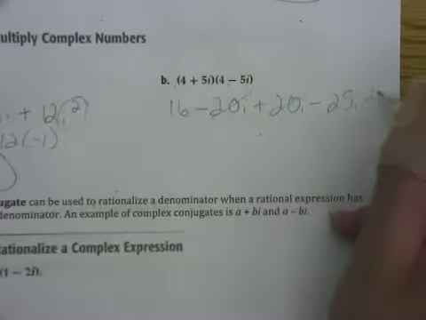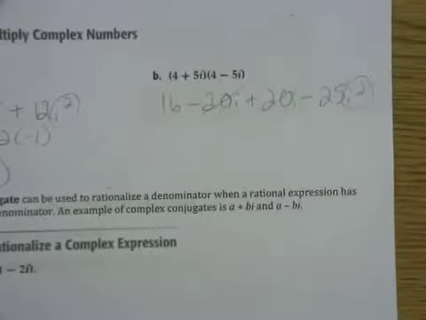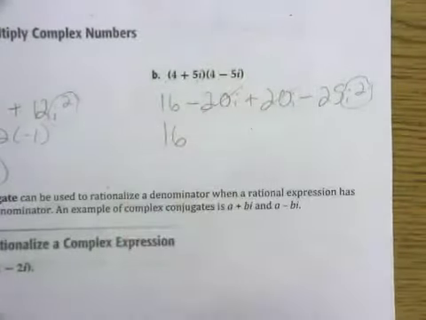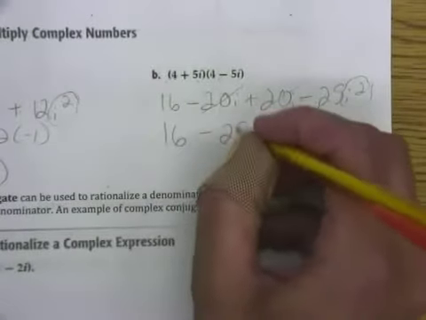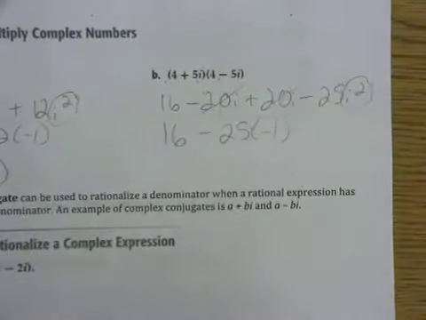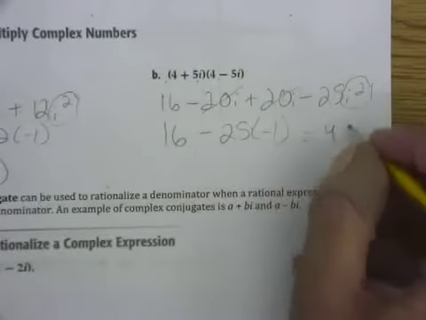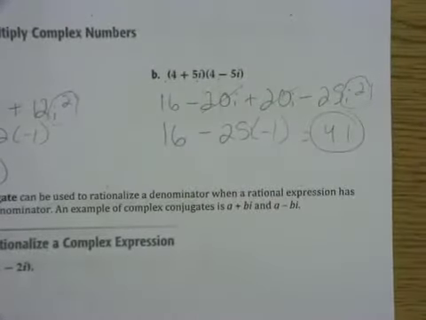These cancel out. And when I take into consideration the value of i squared being negative 1, I have 16 minus 25 times negative 1. So this becomes plus 25. And I end up with 41, which is just a real number, not imaginary at all.